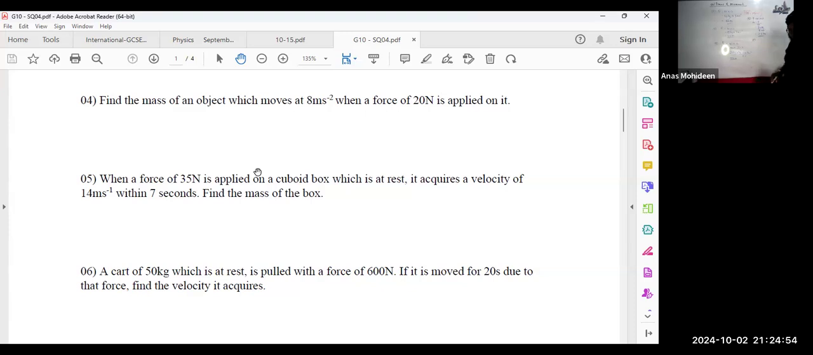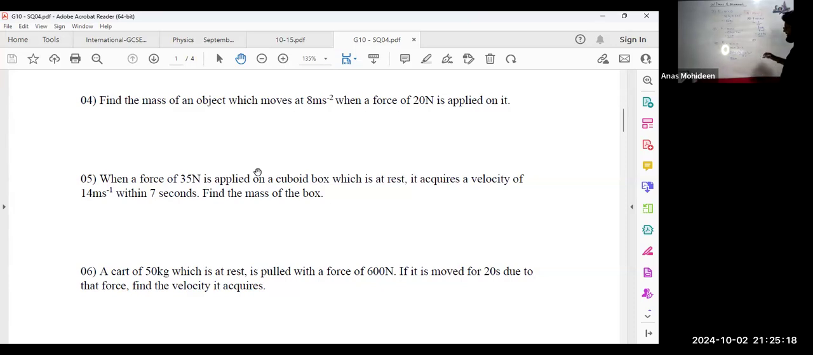Question number 5. When a force of 35 Newton is applied on a cuboid box, which is at rest, it acquires a velocity of 14 within 7 seconds. Find the mass of the box. So you can see here, this is also giving you the force, and you want to find the acceleration, and then you have to find out the mass.